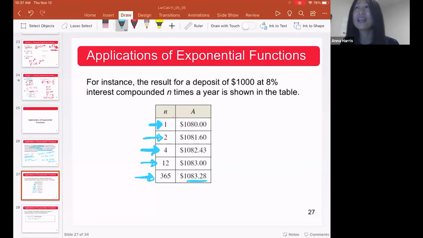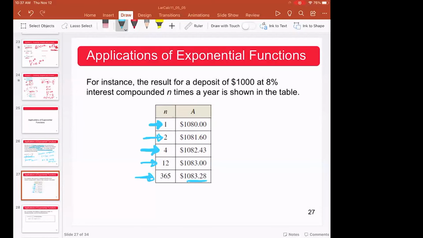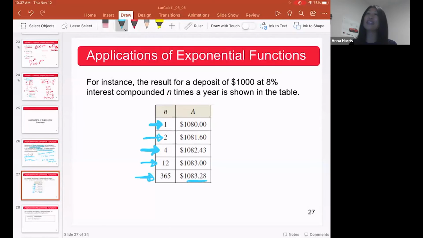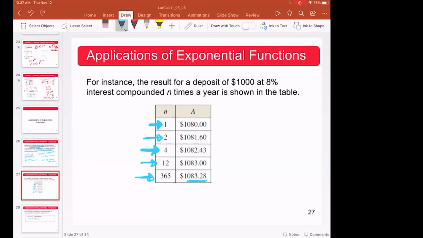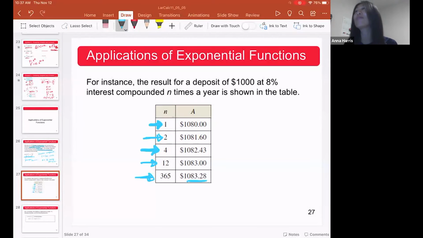Are you listening? That's right, it's once. Why? Because if your bank wants to give you interest every day, would they lose more money? That's right. If they compound more often, they lose money. So that's why your bank usually chooses to compound once a year.